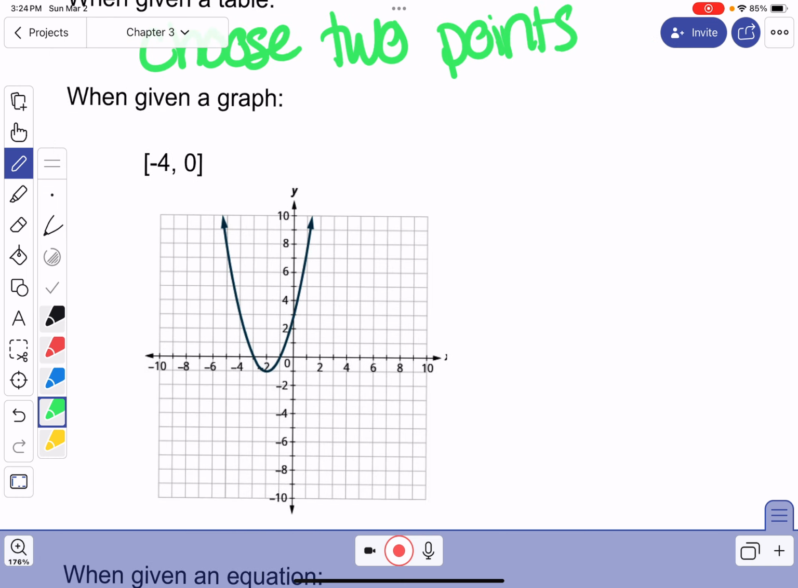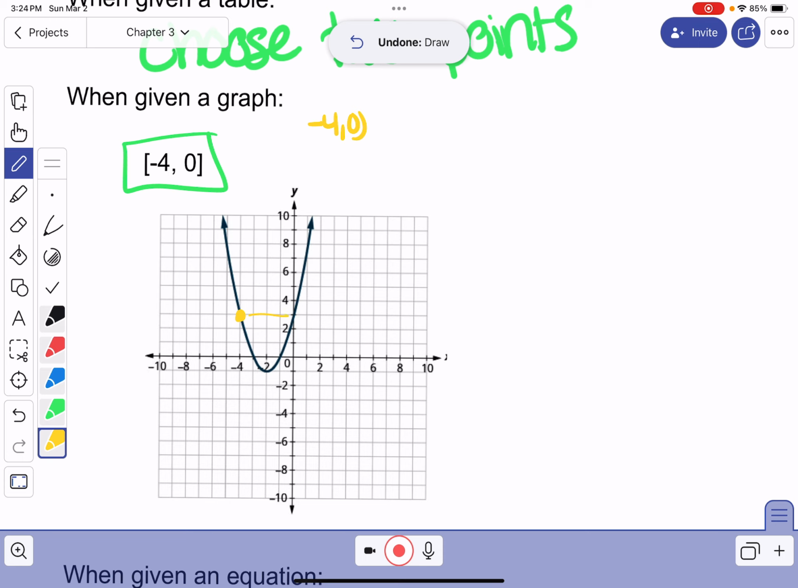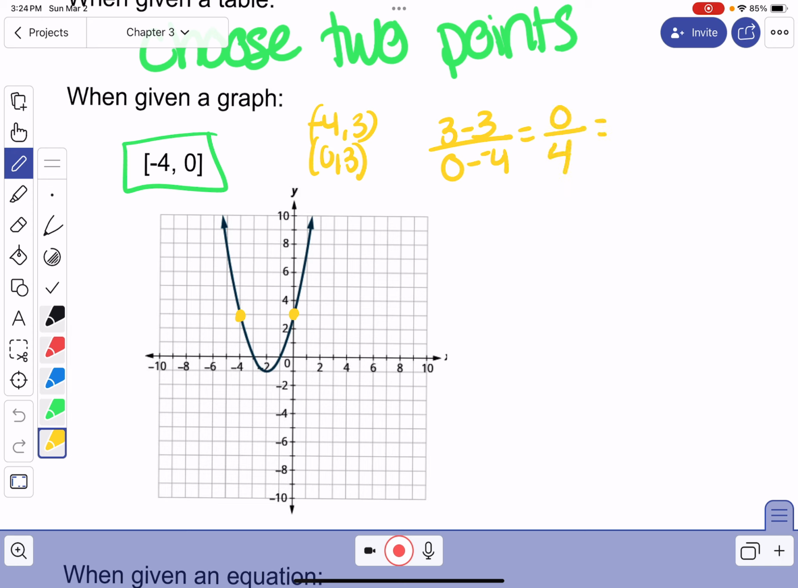If you're given a graph with an interval, you're going to find the points at those 2 x values. So at negative 4, we have 0. And at 0, we have, negative 4 goes up to 3. And then at 0, it also goes up to 3. So we would do our subtracting. 3 minus 3 over 0 minus negative 4 gives us 0 over 4, or 0. So here, the average rate of change is 0 because it didn't change at all. We see that it did, but we're just looking at that average.